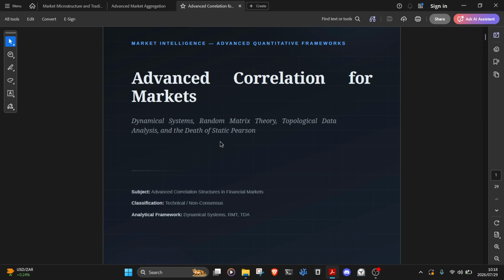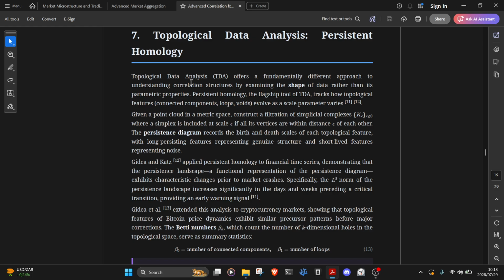Chapter 7, Topological Data Analysis. This one's going to be a short one, but in the next video, I'm going to be essentially applying persistent homology to a set of different data sets, more specifically financial data sets, just to look at the topological dynamics of those data sets. But for now, let's look at technicals.